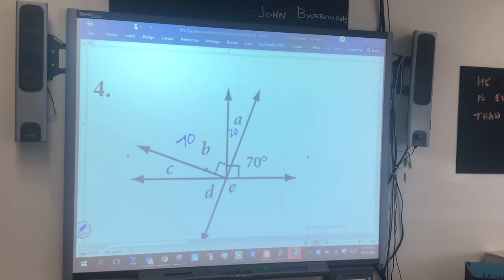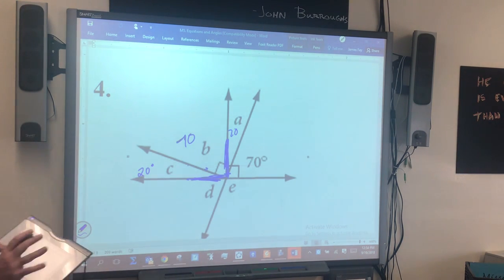Anybody just throw out what you think some other angle up there is? Anybody know what C, D, or E would be? 20. 20 for which one? C. Absolutely. How'd you do that? I got B and C are a right angle. Okay, so you said this one here and that one there were creating a right angle? Okay, that's great. That's fun.